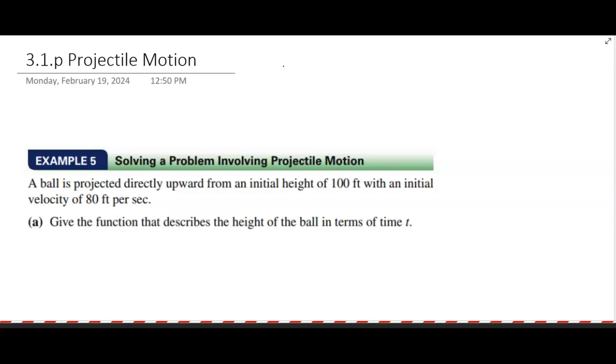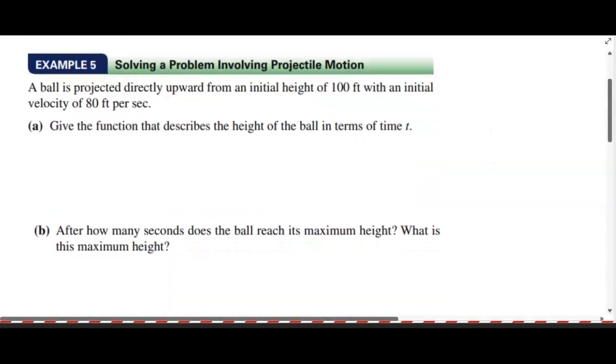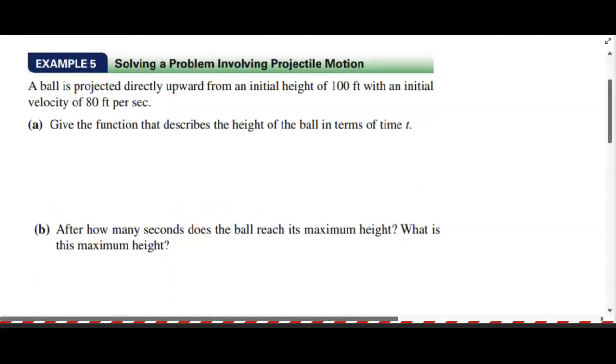Okay, so here's our projectile motion problem. There are like 4 parts to this, so I'm going to try to do it all in one video. A ball is projected directly upward from an initial height of 100 feet. Okay, so that's going to be your S naught, with an initial velocity of 80 feet per second.